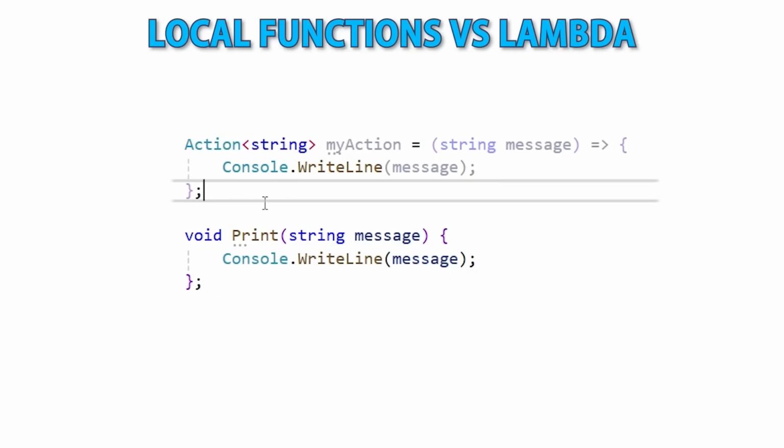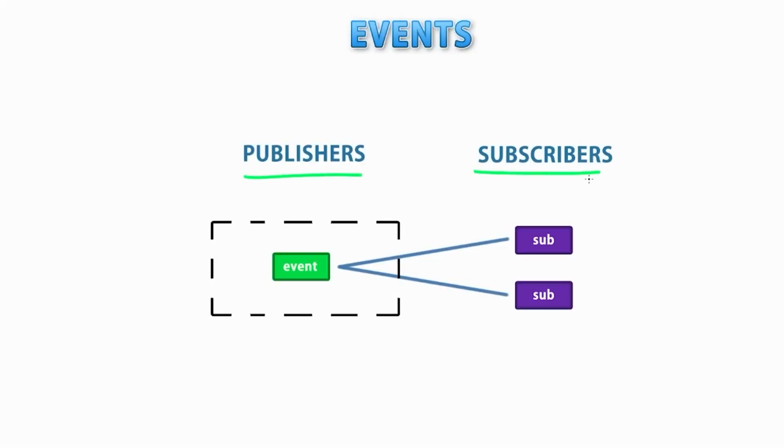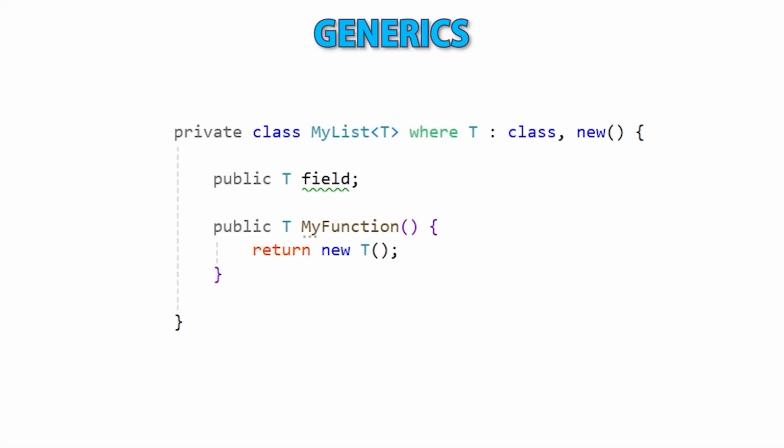Next, we're going to learn the differences between lambdas and local functions. After that, we'll learn about events, which is how we can have one class be notified when something happens. Then the next lecture is going to be all about generics. This is another super powerful C# feature that makes your code work with multiple types.